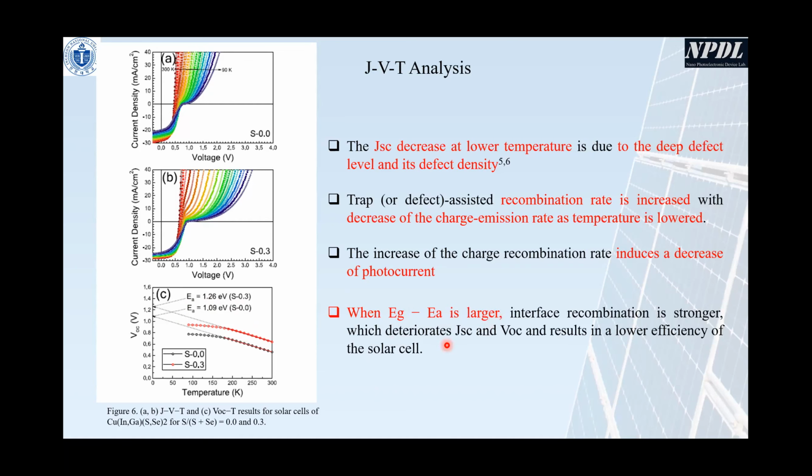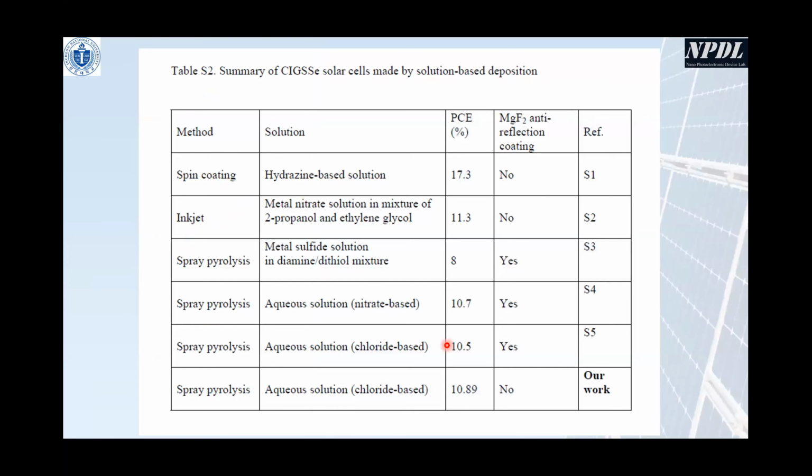So if the interface recombination is stronger, then the JSC, the short circuit current density, and the open circuit voltage are both reduced because carriers cannot pass through to the conduction band or valence band. So ultimately if this happens, then the device efficiency is decreased too much.